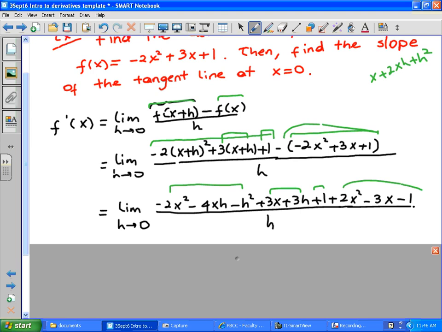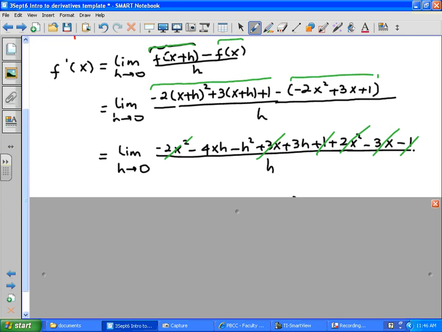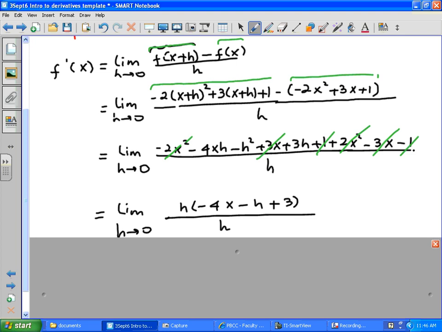Okay, at this point there will be simplifications. Let's see, what can we cancel out? The negative 2x squared with plus 2x squared, plus 3x with the minus 3x, plus 1 with the minus 1. And we will factor out h. If we don't do that, we will have 0 over 0 at this point. So factor out h. From the first term, you have negative 4x remaining. From the next one, negative 2h remaining. And from this one, a plus 3 remaining. So that gives us this line. On the bottom, we still have our h.